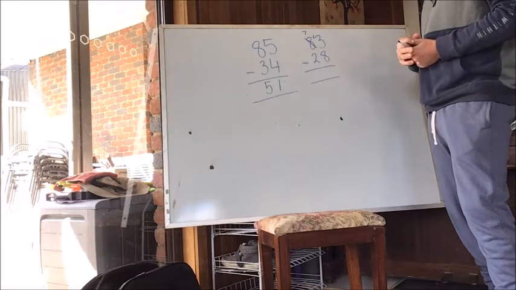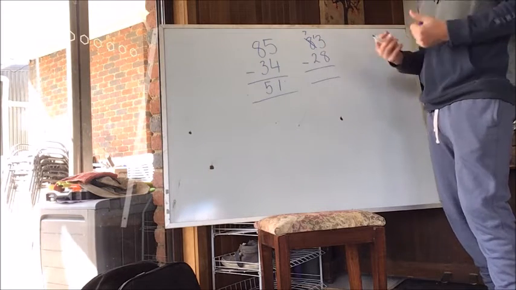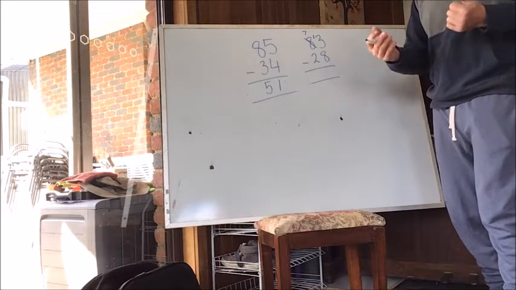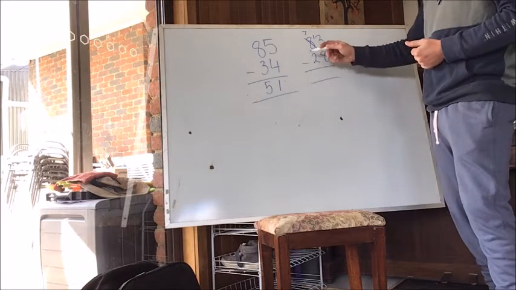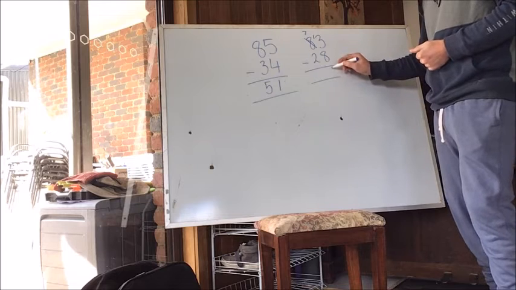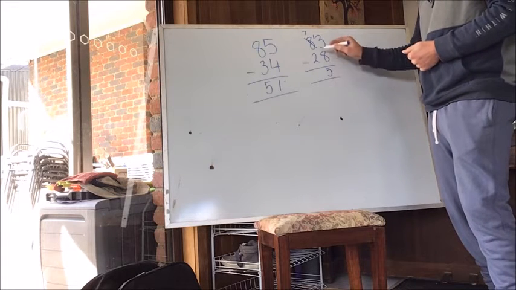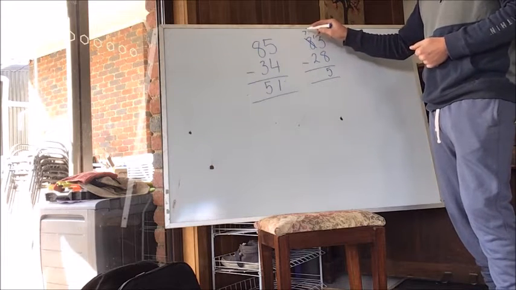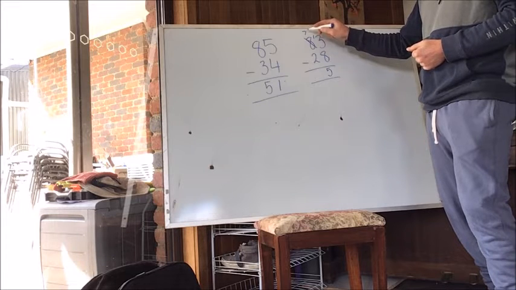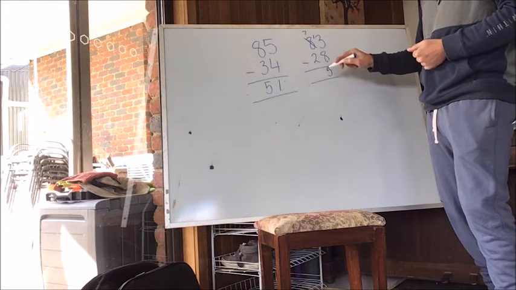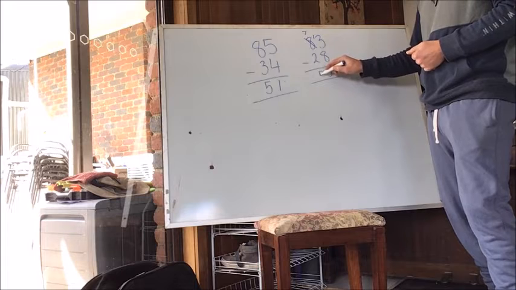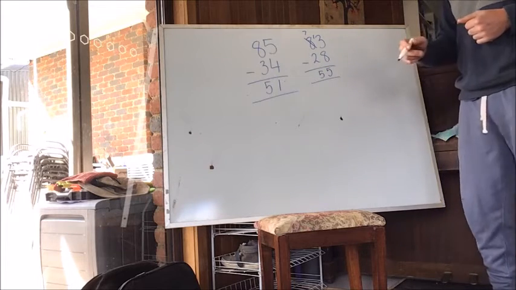I have a look and go, okay, 13 take away 8. Can I do that? Well, yes, I can. So 13 take away 8 is 5. Then this one here, because it's been changed to a 7, that's 7 take away 2, and that is also a 5. So that is how we do it.